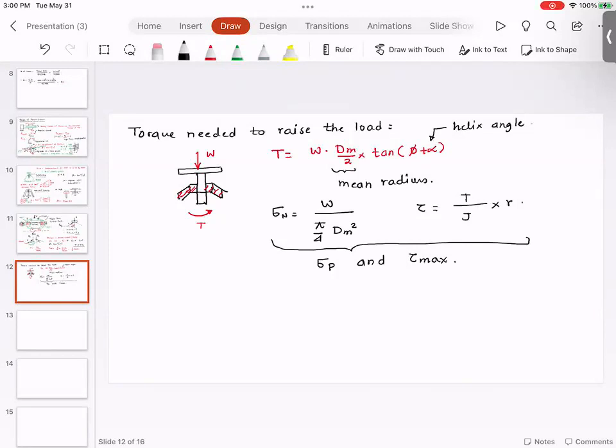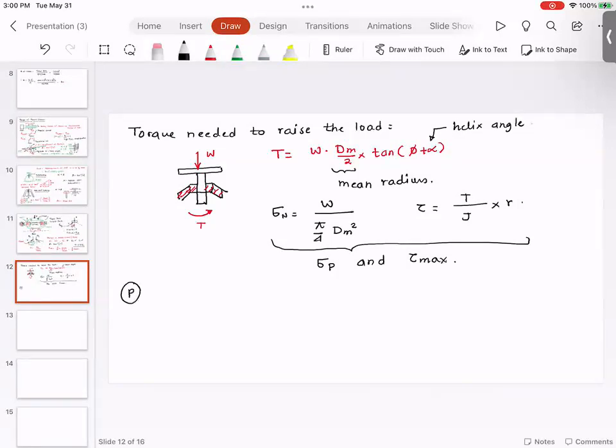So what I want to do is take a simple problem, and then we will actually work on the complete design. I just want to take a simple problem that gives you some equations and how to use these equations, and then we will go through a problem where we will design the entire screw jack.